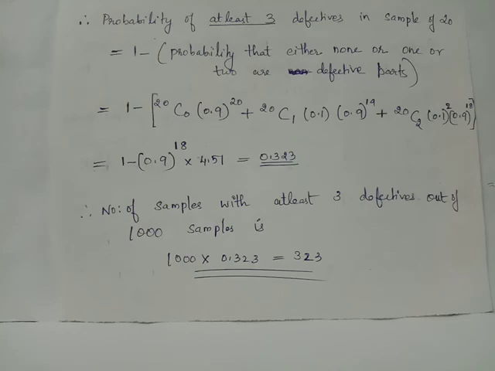When you add up these 3 probabilities, you obtain 0.9 raised to 18 that can be taken outside, and the rest values will sum up to give you 4.51. When you subtract this value from 1, you obtain the desired probability as 0.323. Therefore, number of samples with at least 3 defectives, if we consider 1000 samples, is obtained as 1000 times 0.323, which is 323.